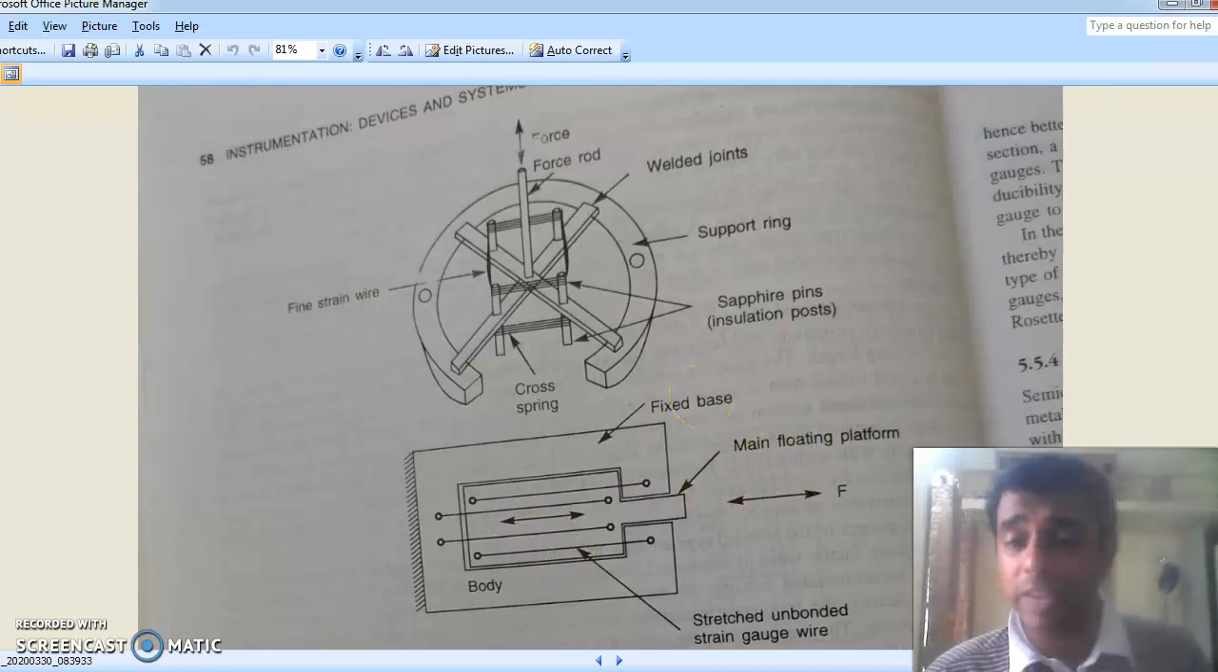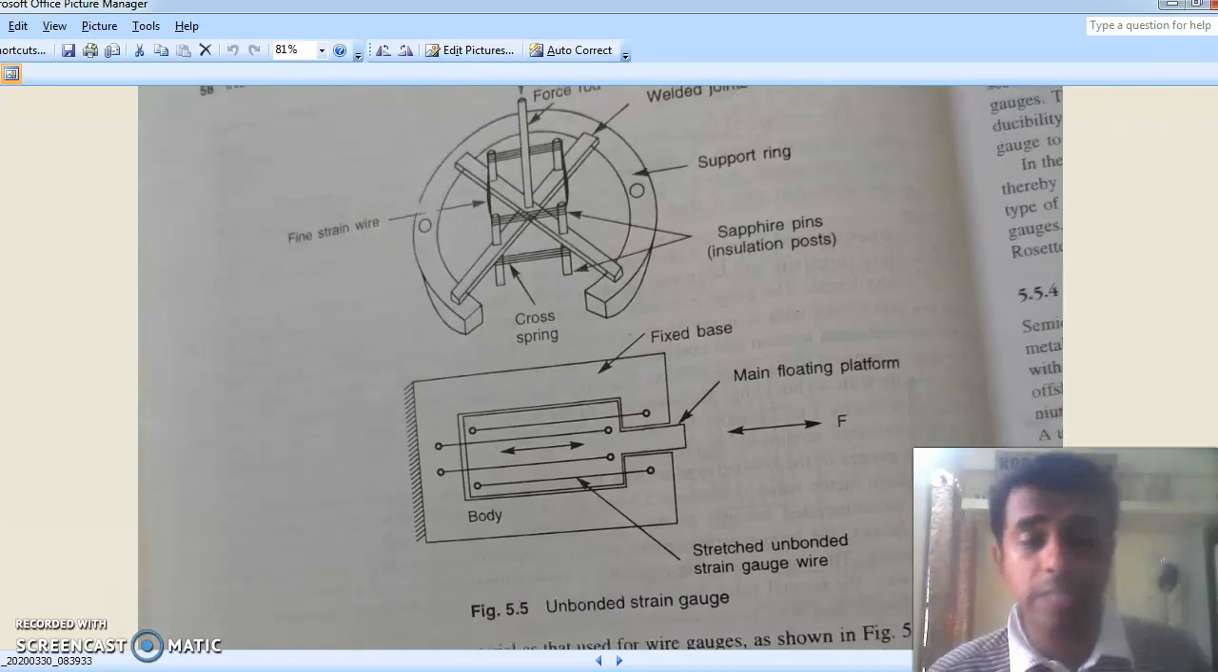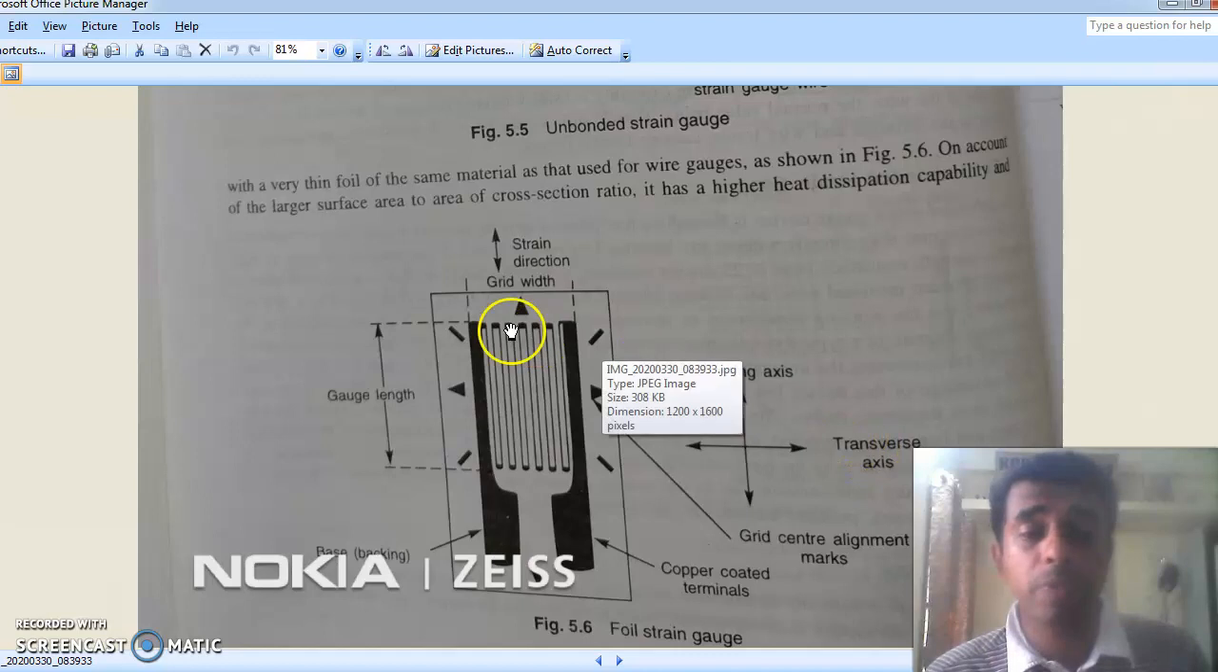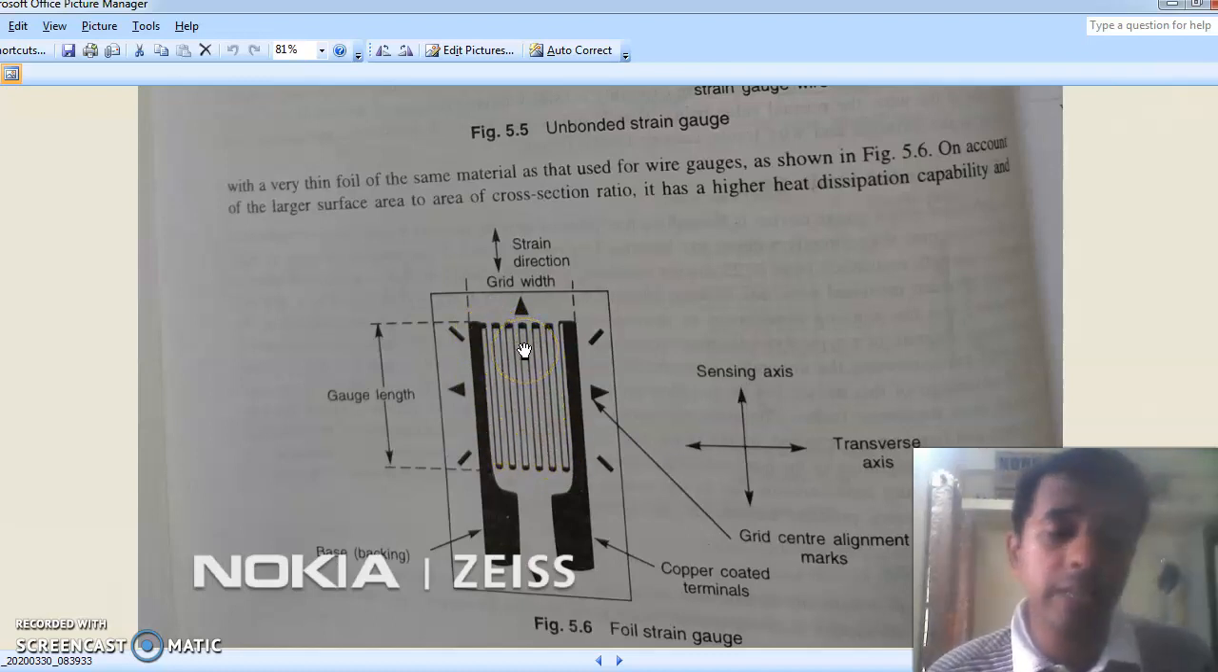These are the main classifications, and there is one more classification, the foil strain gauges. Instead of wires we have foils, which have more advantages than the wire strain gauges. We'll discuss that in the next video.